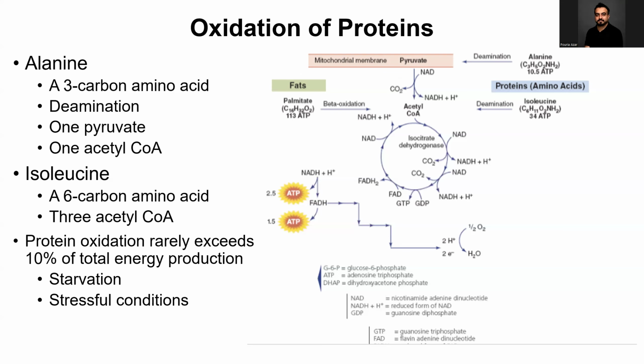And most of the time it happens in starvation or in stressful conditions like chronic disease or different illnesses. That's where we get to burn more proteins. We oxidize proteins more than in other conditions. But these are the main conditions where we burn proteins, starvation and stressful conditions.